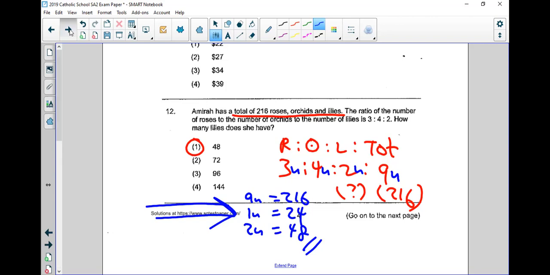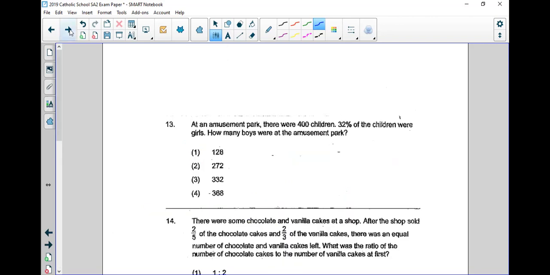Question 13. Question 13, isn't this the same? Looks like the same as just now, right? At the amusement park, there were 400 children. What's the answer? Question 13, the answer is 2. So this percentage is talking about what? Look at what's behind the of. It's talking about the children, which is everybody, 100%.